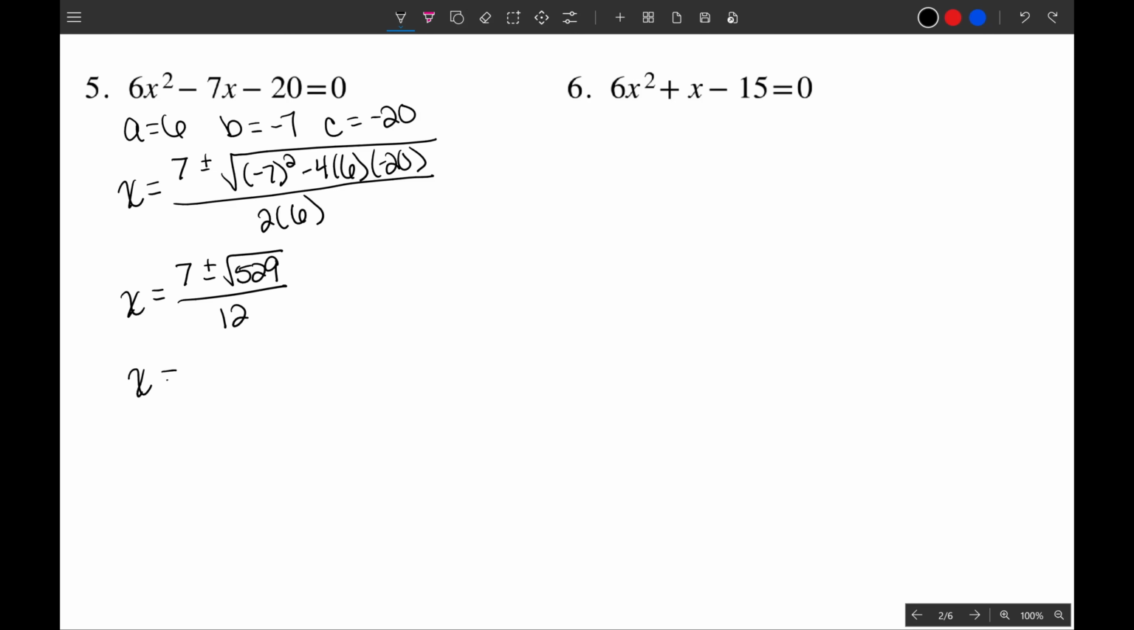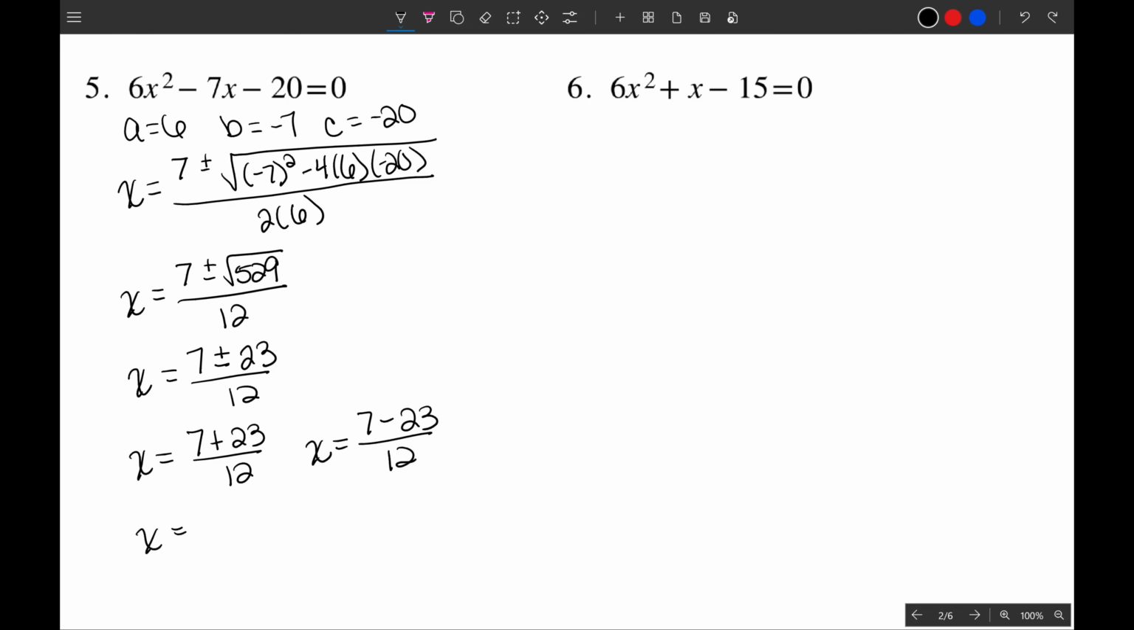So if I take the square root of 529, that's going to give me 23. Now, because I can combine 7 and 23, I'm going to split this off into 2. We have 7 plus 23 divided by 12. We also have 7 minus 23 divided by 12. And again, if I do 7 plus 23 divided by 12, I'm going to get 5 over 2. And 7 minus 23 divided by 12 is negative 4/3.